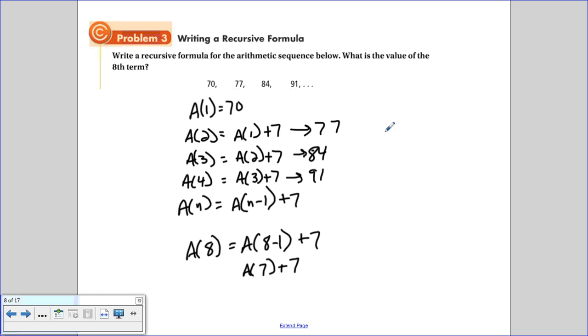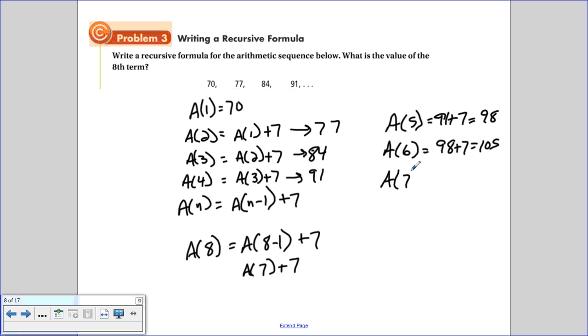So over here, a sub 5 would have been 91. Oops, I'm sorry, a sub 4, which is 91, plus 7, which is 98. A sub 6 would be 98 plus 7, which is 105. A sub 7 is 105 plus 7, which means that here a sub 7 is 112, plus 7. Your answer is 119.